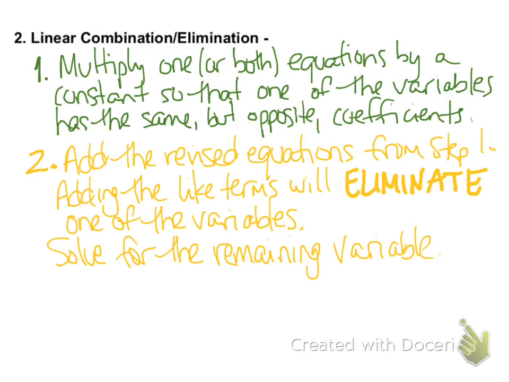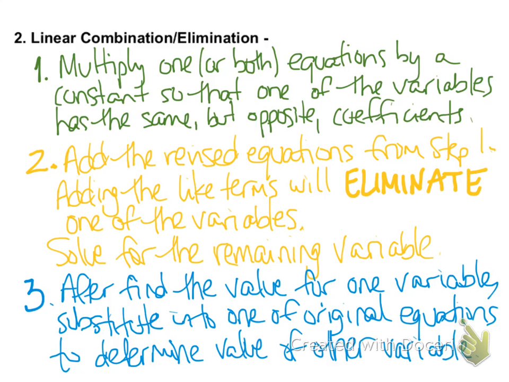Then you're going to add those revised equations from step 1, and when you're adding the like terms, this will eliminate one of the variables, and there's the name elimination. Then we're going to solve for the remaining variable. And then, like substitution, after you find the value for one of the variables, you can go back to one of the original equations to determine the value of the other variable. So let's go ahead and do an example of this method.